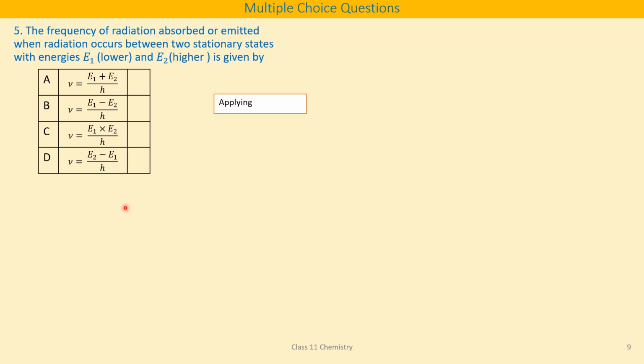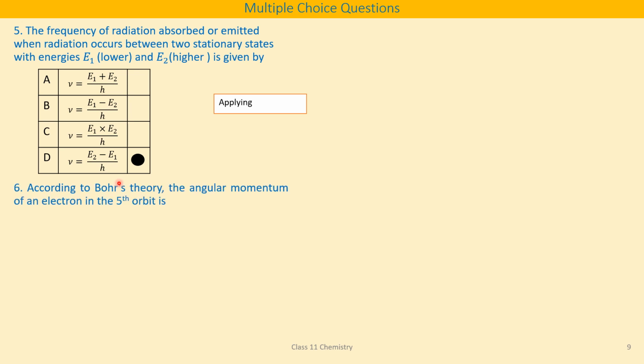And you have to remember that radiation is emitted when energy is emitted from a higher level to a lower level. So the correct formula is option D, that is nu is equal to E2 minus E1 divided by h. You have to remember this and quickly mark option D as the correct answer.